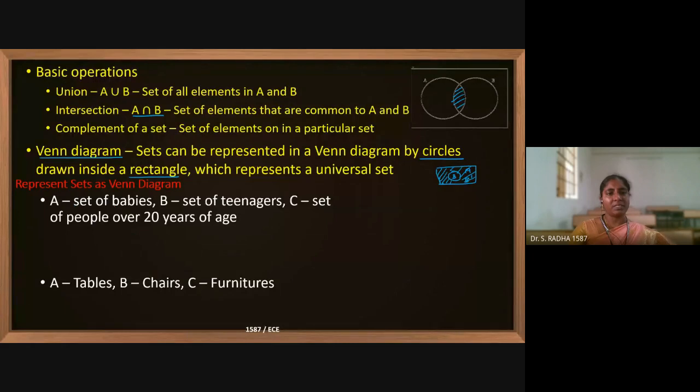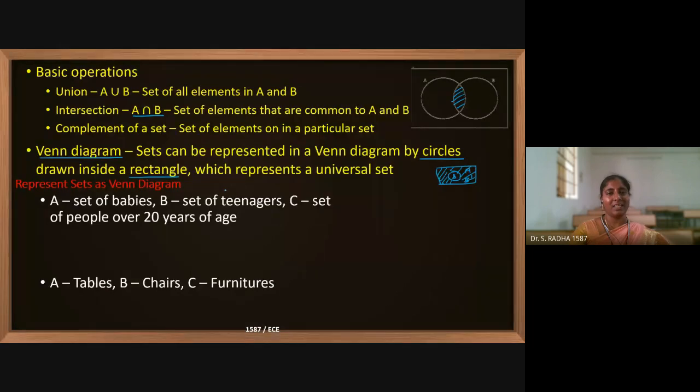Now we will represent sets as Venn diagrams. Here some sentences are given. We will try to represent them using a Venn diagram. A is the set of babies, B is the set of teenagers, and C is the set of people over 20 years of age. Teenage means we know 13, 14, 15 up to 19.